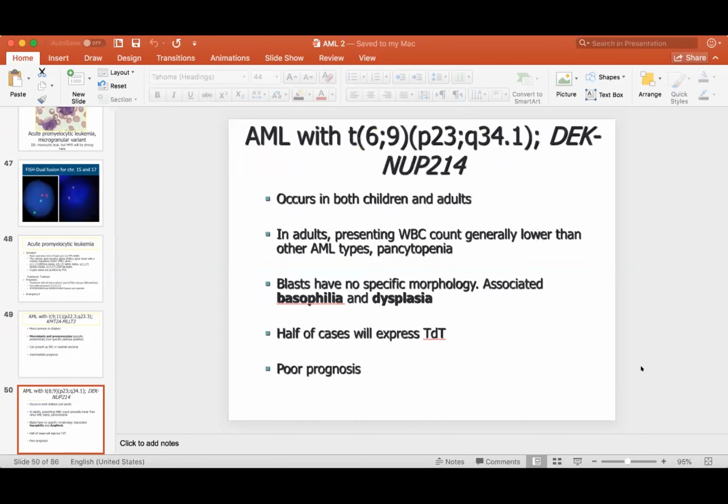Next is AML with translocation 6;9. Here, the white blood cells are generally lower than other types of AML. And it's important to know that translocation 6;9 is associated with basophilia and dysplasia. And this one has a poor prognosis. So remember basophilia and dysplasia with translocation 6;9.